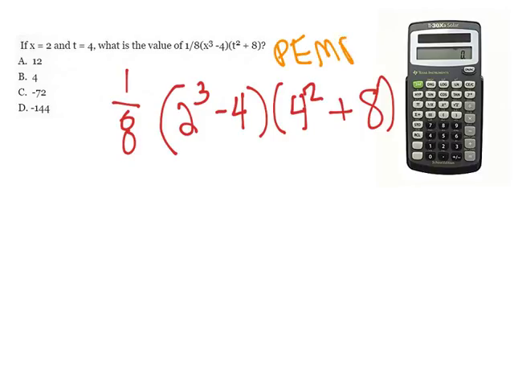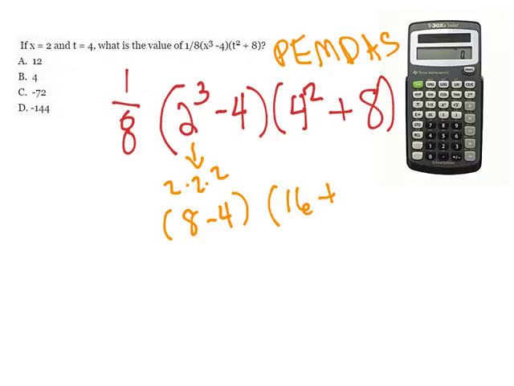Please excuse my dear Aunt Sally. Parentheses come first, then exponents, multiplication, division, addition, and subtraction. So we're going to start with our parentheses first, and we're going to go left to right. So 2 cubed is 2 times 2 times 2. So that's going to be 8 minus 4. Okay? And then 4 squared is 16 plus 8.